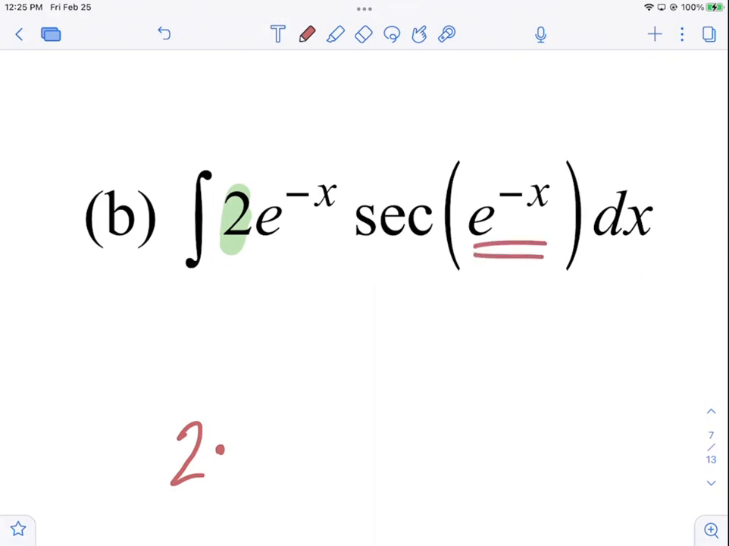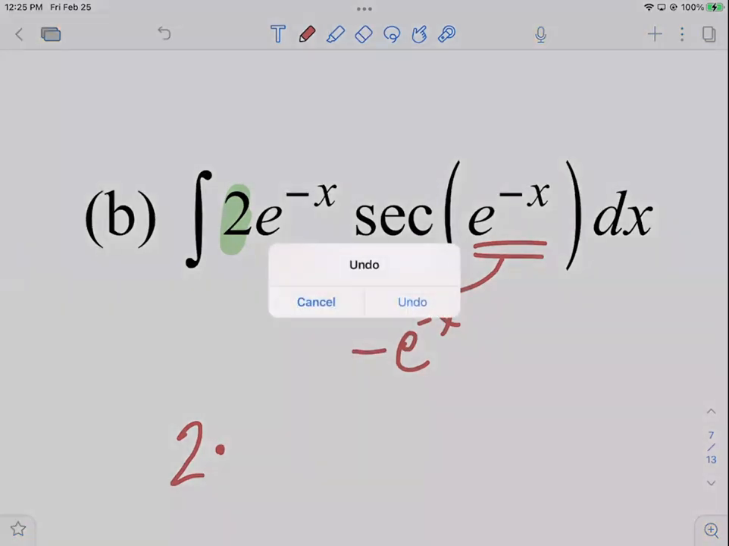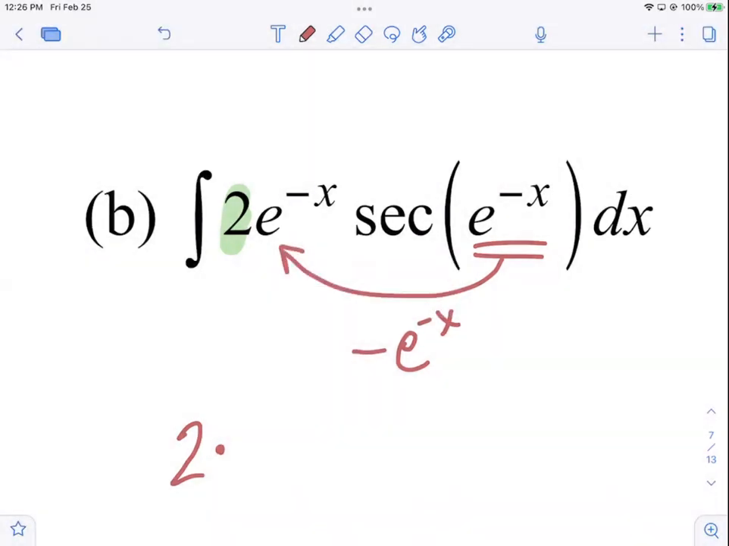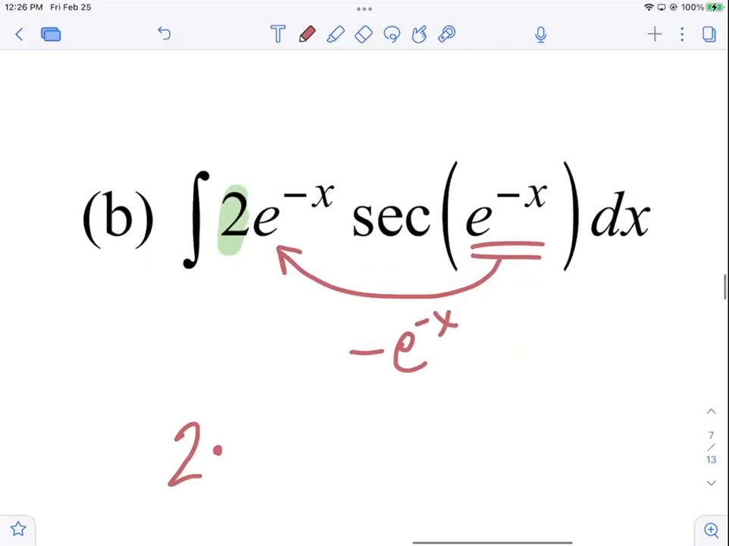Right, e to the negative x could be the inside function. The derivative of e to the negative x, you gotta be careful, is not just e to the negative x. It's e to the negative x times the derivative of negative x, which is -1. A lot of people miss that -1. So we're off by a negative, aren't we? So we have a correction of a -1.